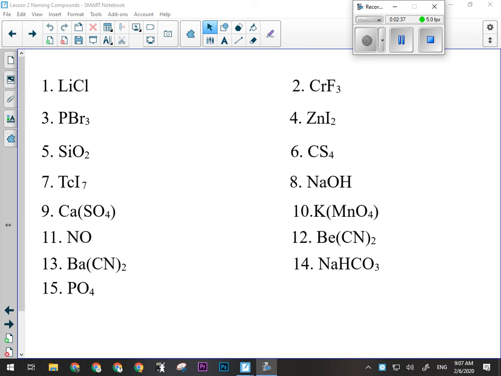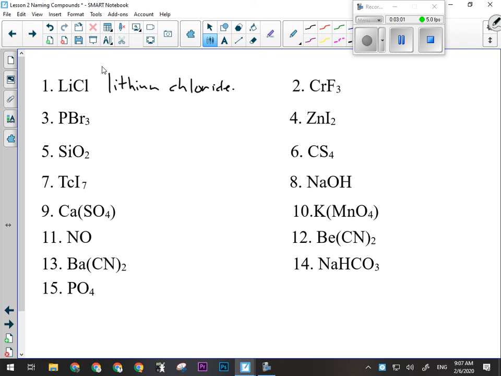All right, let's look at the first 5 here, at least. For question number 1, I've got lithium and chlorine. Is lithium a metal? Okay, so this is an ionic compound, then I need to name it as such. Do I use prefixes? No. So this is just going to be lithium chloride. Questions on that one?